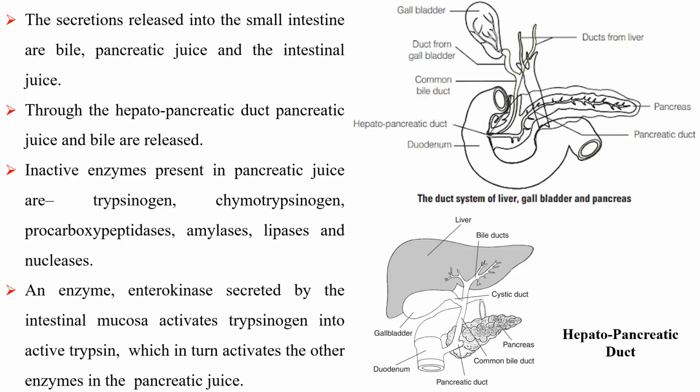Inactive enzymes present in pancreatic juice are trypsinogen, chymotrypsinogen, procarboxypeptidases, amylases, lipases, and nucleases. An enzyme enterokinase, secreted by the intestinal mucosa, activates trypsinogen into active trypsin, which in turn activates the other enzymes in the pancreatic juice.